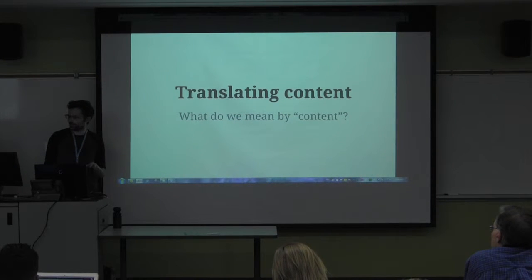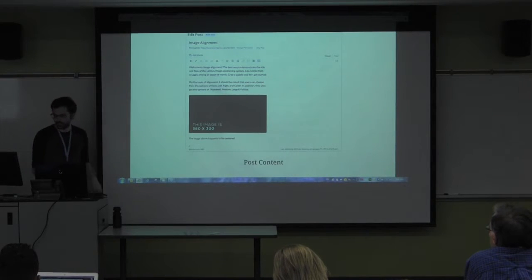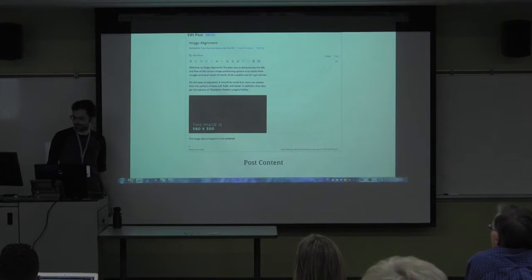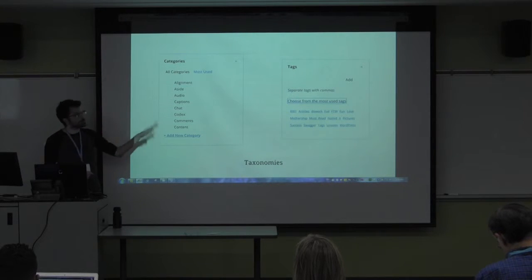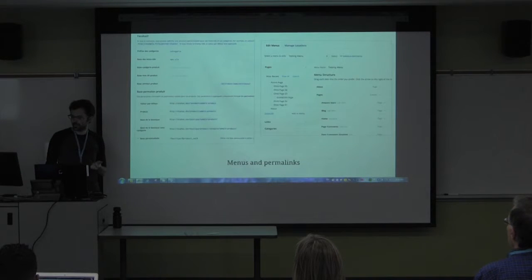Now we get to the meat of the subject, which is translating the content itself. And we're going to first answer the question of what is content in WordPress. The obvious answer is the post content and the post title. But there are also taxonomies. Categories and tags are the built-in taxonomies in WordPress. Plugins and themes can create additional taxonomies, so you'll want to translate all of these terms that exist in your WordPress site. There are also permalinks and menus.